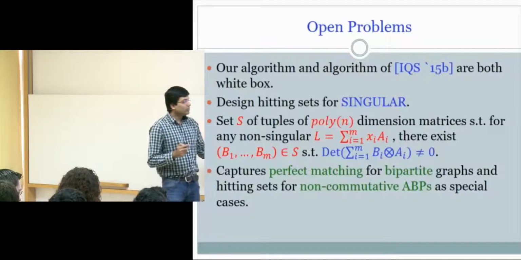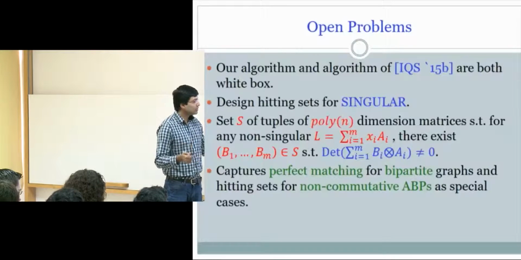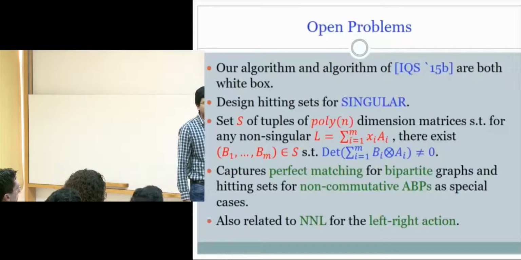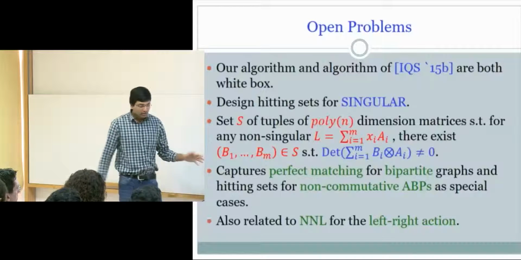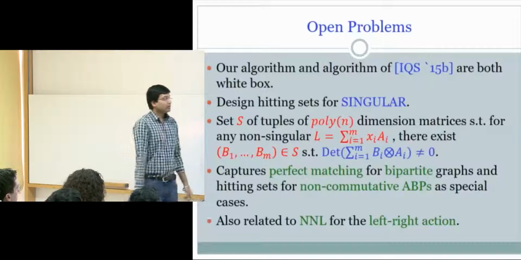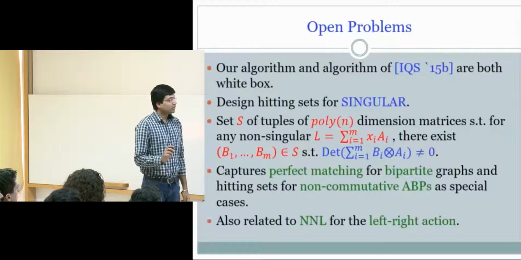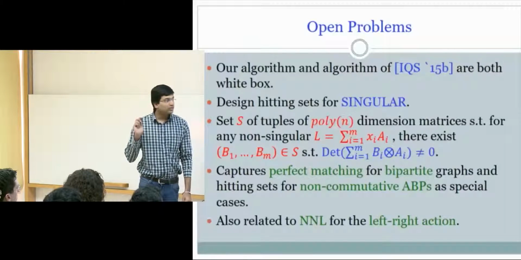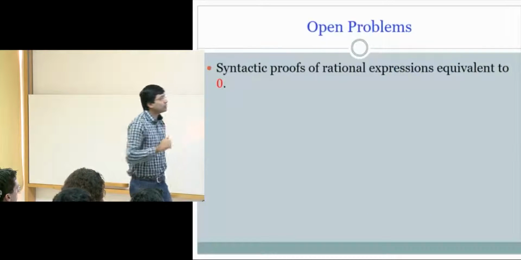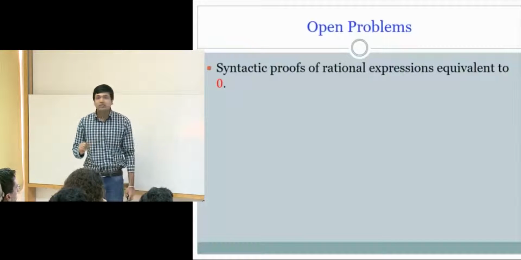Okay, so it won't be easy, but we have this algorithm. So this is the next natural step. This is also related to the NNL problem for the left-right action, which Ketan mentioned. I think this probably would imply this, but I'm not sure. Okay, so this is a very natural problem. Any questions? Okay. The next one is: can we design syntactic proofs of rational expressions being equivalent to zero?